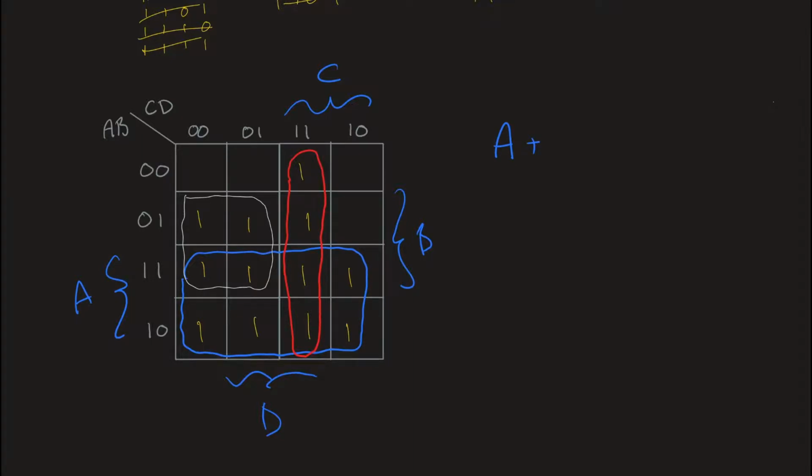Let's do the red up and down next. So it crosses A, it crosses B, but it is inside of C and inside of D. And finally, the last group, the 4 that are in white, it crosses A, it is entirely inside of B, it is entirely outside of C, and it crosses D.